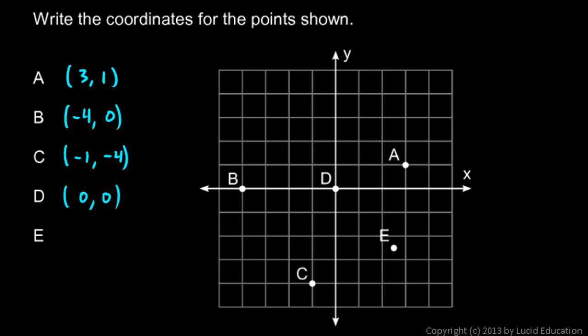And then point E here. Again, this one is not right on any of these intersections of grid lines, and that's okay. It looks like it's right in between 2 and 3. We go to the right 2, and then going down, it looks like it's right in between -2 and -3 right there. So point E looks like it's at (2.5, -2.5).